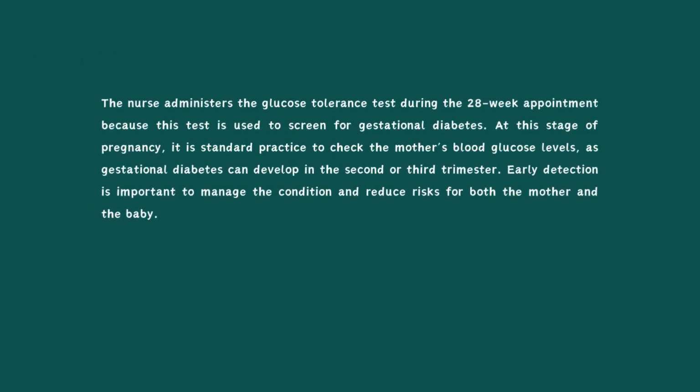The nurse administers the glucose tolerance test during the 28-week appointment because this test is used to screen for gestational diabetes. At this stage of pregnancy, it is standard practice to check the mother's blood glucose levels, as gestational diabetes can develop in the second or third trimester. Early detection is important to manage the condition and reduce risks for both the mother and the baby.